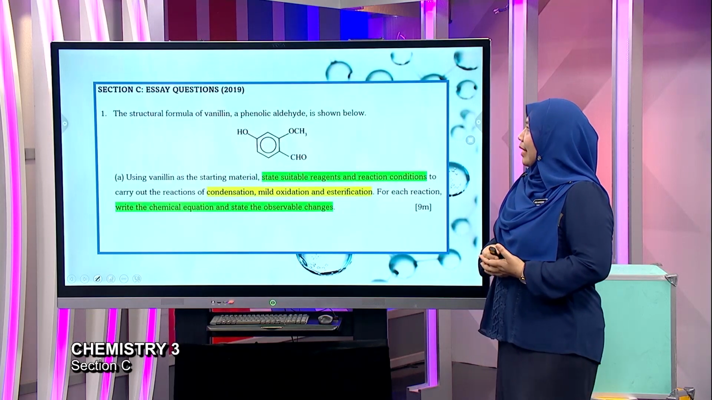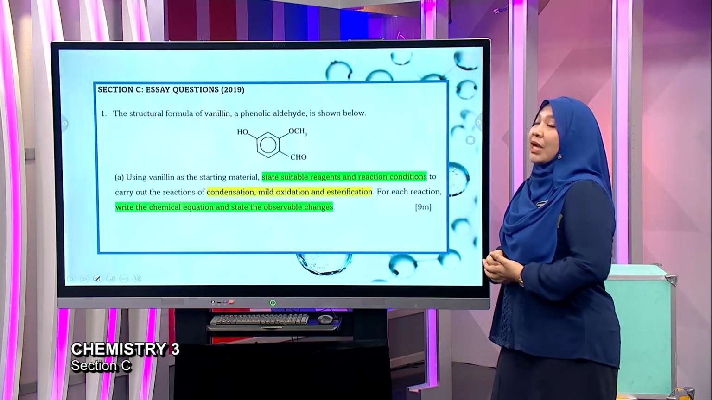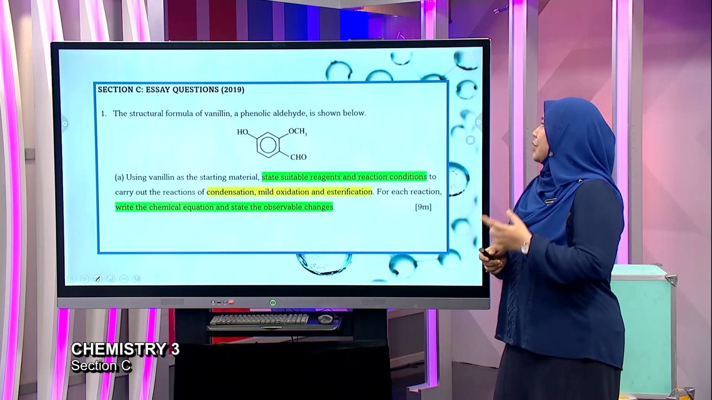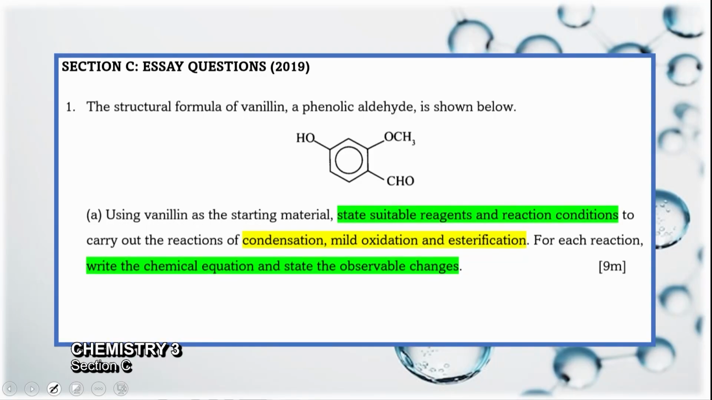Okay. This is an essay question from 2019. The structural formula of vanillin, a phenolic aldehyde, is shown below. A. Using vanillin as the starting material, state suitable reagents and reaction conditions to carry out the reactions of condensation, mild oxidation, and esterification. For each reaction, write the chemical equation and state the observable changes.